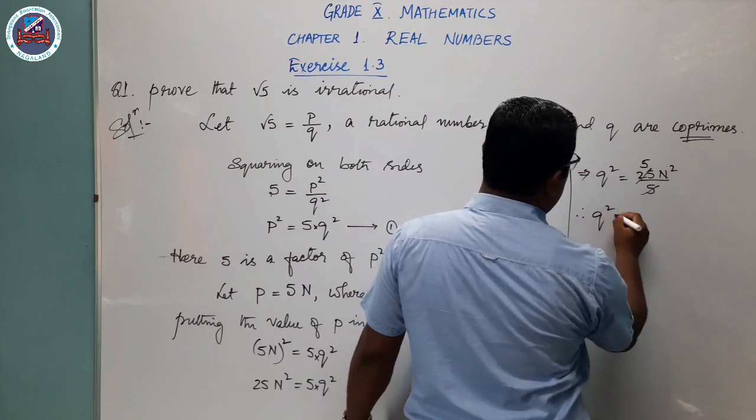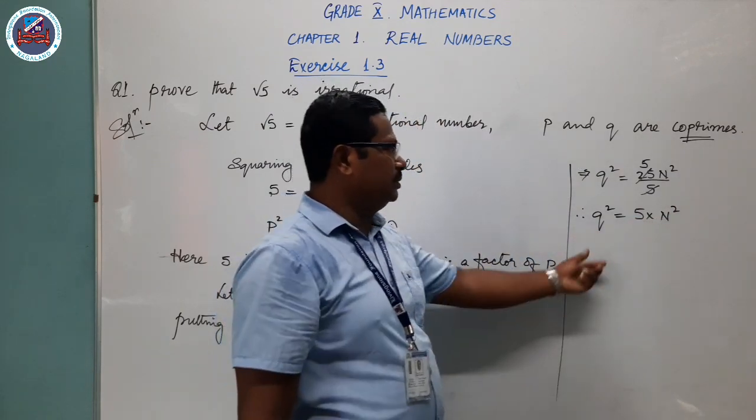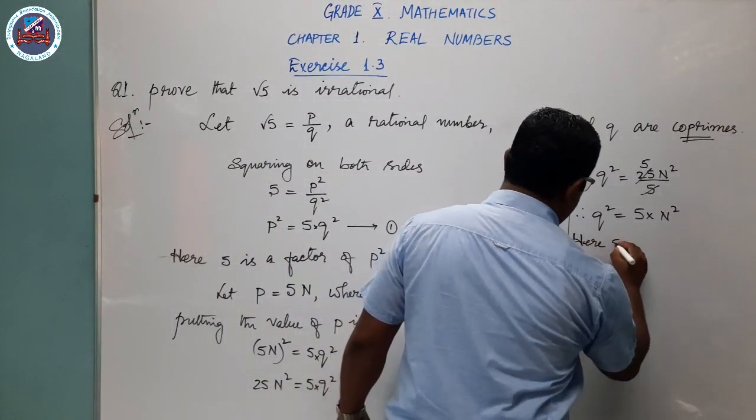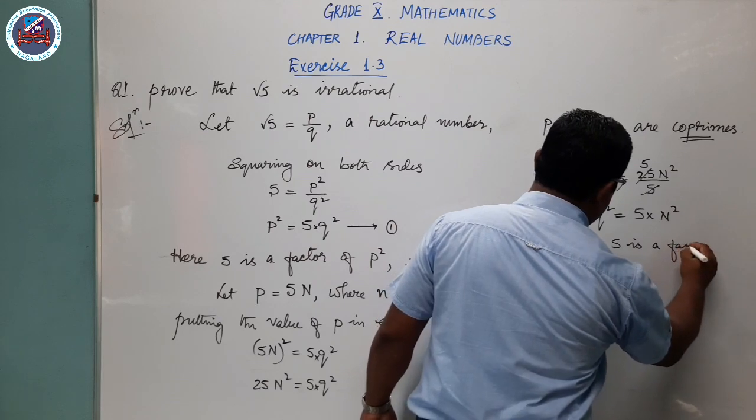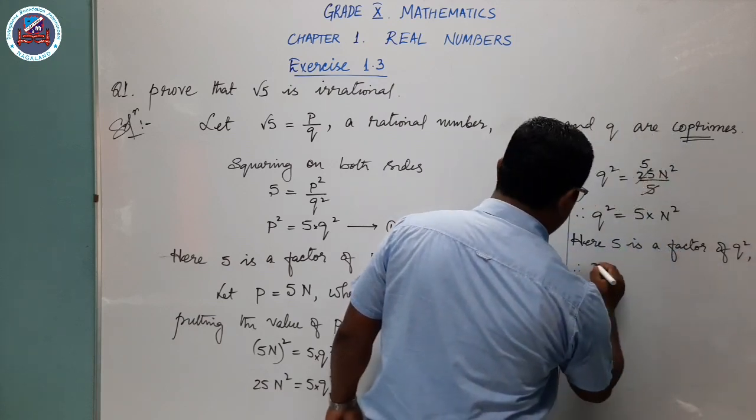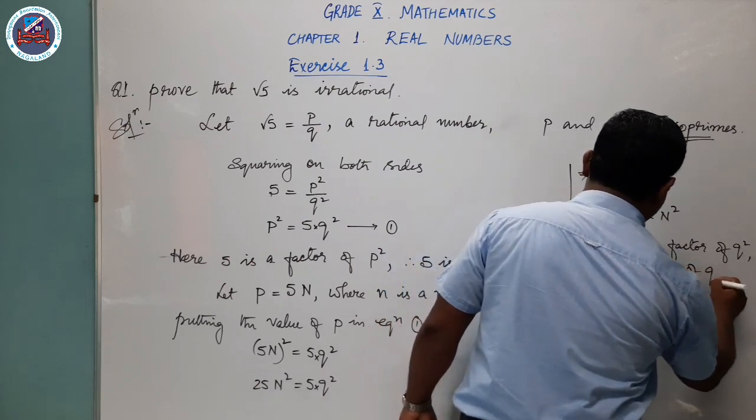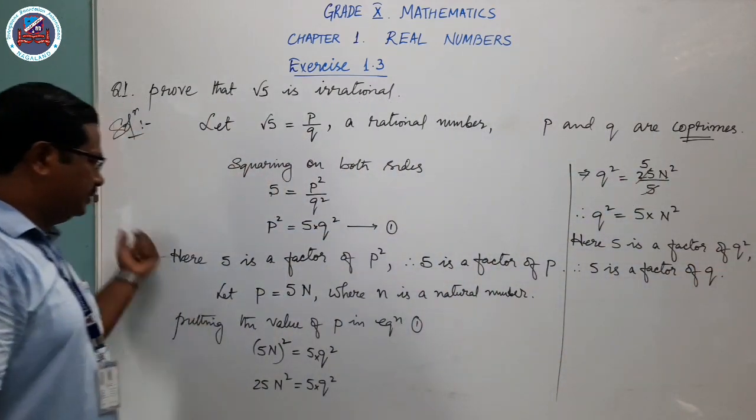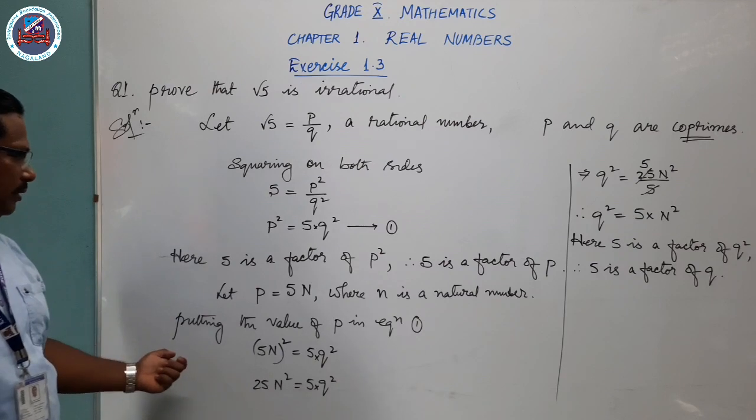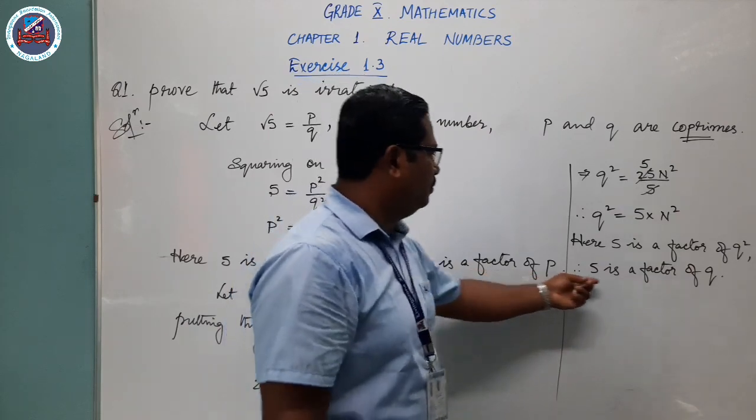Like this you can show that 5 is a factor of q square as well, and if it is a factor of q square, it must be a factor of q. So here 5 is a factor of q square, therefore 5 is a factor of q. So what we found out is both this p and q have the same common factor. The common factors are 5 each. 5 is a factor of p as well as 5 is a factor of q.